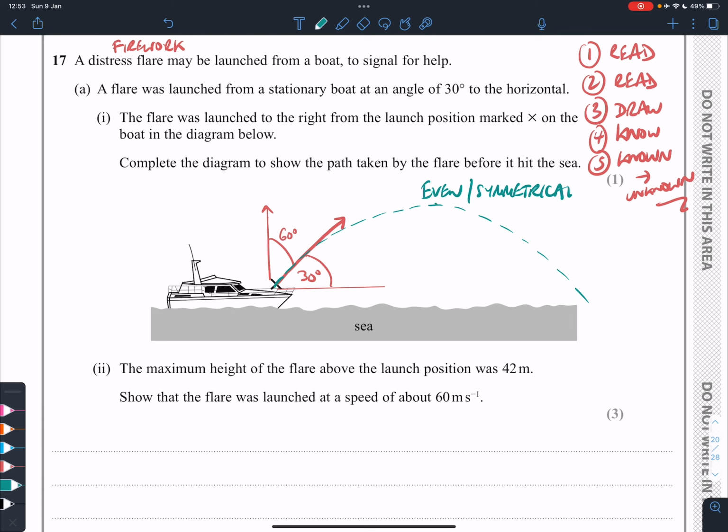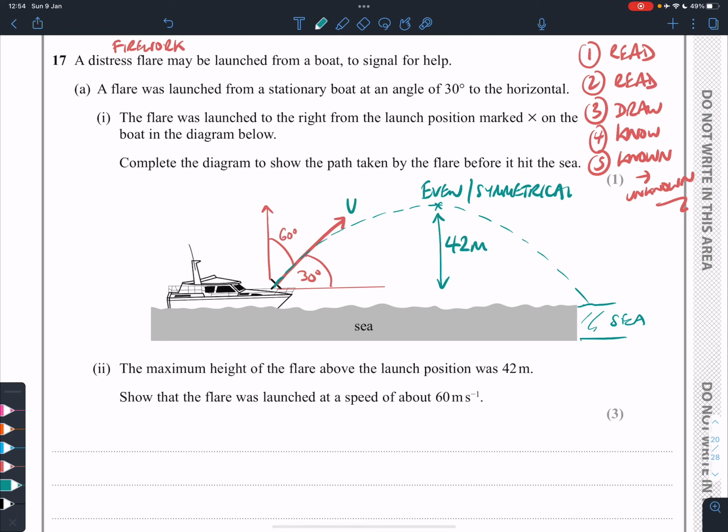And this is the maximum height. And I think we're going to have to do something with this in a minute. But then it's actually going to hit the sea there. Splash. I've extended the sea because I can, and that's fine. The maximum height of the flare above the launch position was 42 meters. So we're going to write that on there. Show that the flare was launched at a speed of about 60 meters per second. The maximum height was 42 meters. I've written on, show that the flare was launched at a speed of about 60 meters per second.